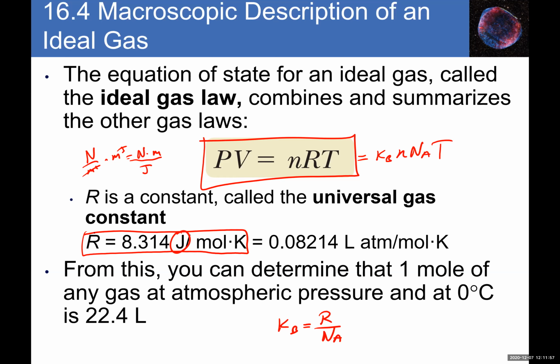But I can also have pressure in atm, like we already know, and volume in liters, and I can technically use them as well. But in that case, I have to have the gas constant in terms of liter atm per mole Kelvin. Temperature, remember, is not a delta T, but T, so it always has to be in Kelvin. All right, so from this, you can determine that 1 mole of any gas at atmospheric pressure and at 0 degrees Celsius is 22.4 liters. You can determine that from this particular constant.